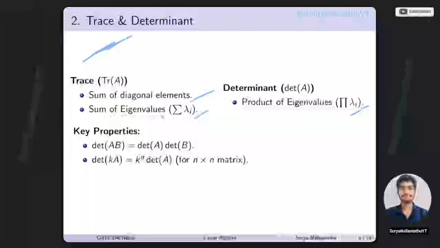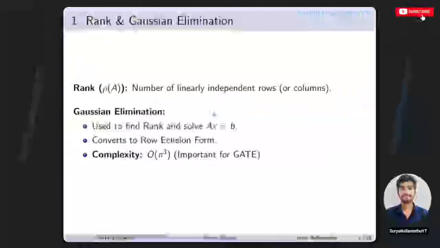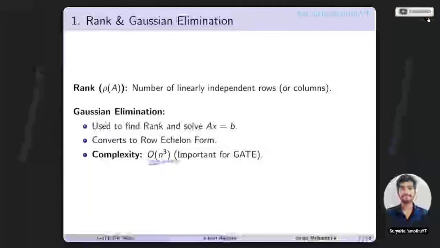Sum of eigenvalues is equal to the sum of diagonal values, the trace of A. Right? Next, rank and Gaussian elimination. For Gaussian elimination, the complexity for the normal situation is O of n cube. For that, most cases will be important for the GATE exam, right?